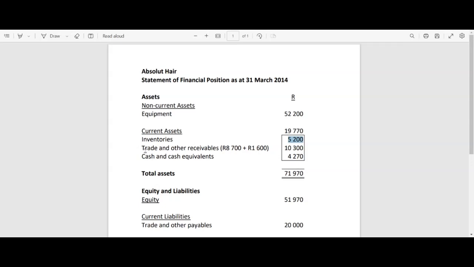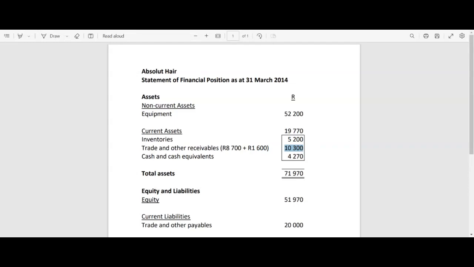So now we are going to actually disclose it as trade and other receivables. Our trade receivables, which is our debtors control account, or our accounts receivable if you wish, was the amount that corporate customer owes us, of 8,700. And then we add the amount of the prepaid expense, the rent that we paid in advance for the following months, and that gives us a total trade and other receivables of 10,300 rands.